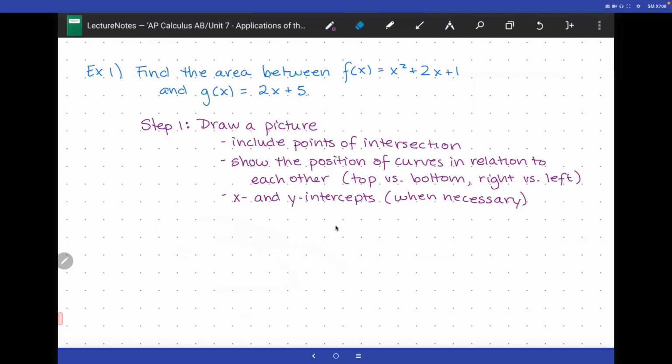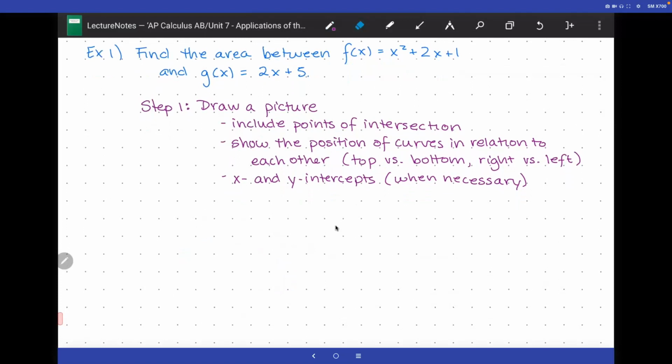All right, so this guy, though, we know it's a parabola that smiles and a line with a positive slope, so we can get a general idea. But we do have to find the points of intersection. How do you find points of intersection between two curves, Trey? Exactly. So let's do that. So first we're going to find the points of intersection. So we'll set x squared plus 2x plus 1 equal to 2x plus 5.